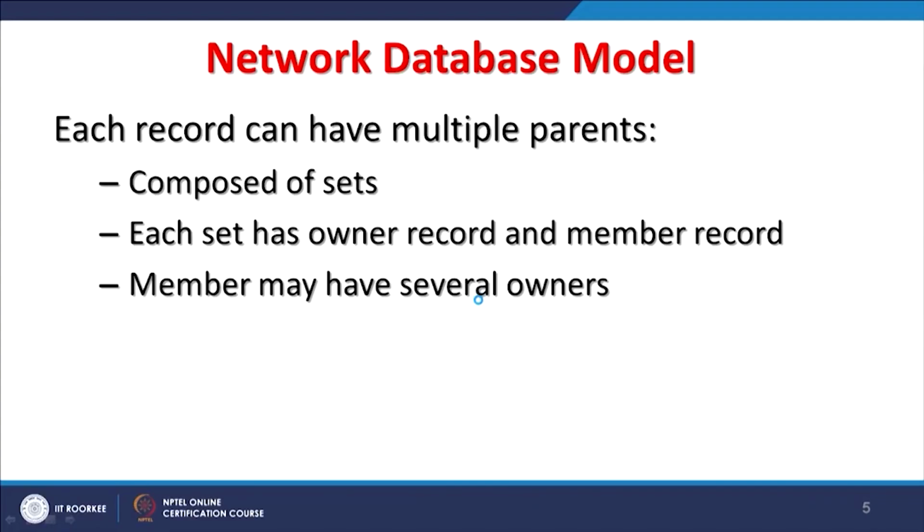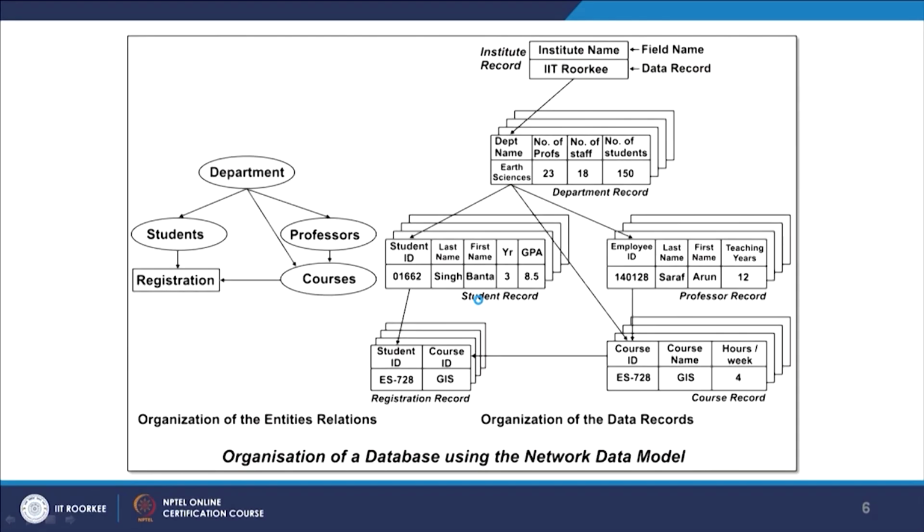A lot of information will be required to store in a network database, and only then can network analysis be performed, and a member may have several owners. So, compared to the hierarchical model, representing, storing, and managing the data in a network database model is a little complex. Now, I am taking the same example, but how will it be represented in a network data model?